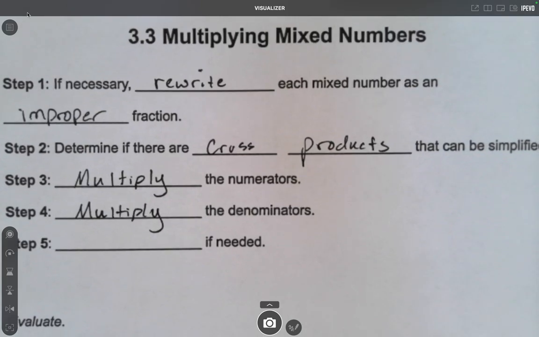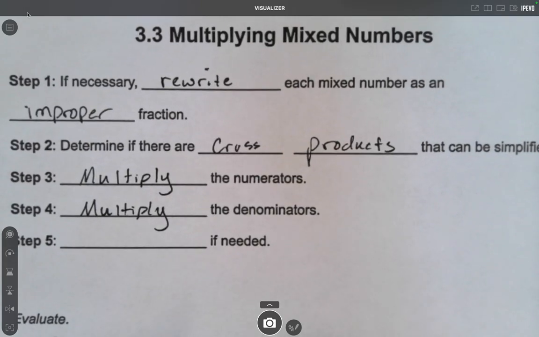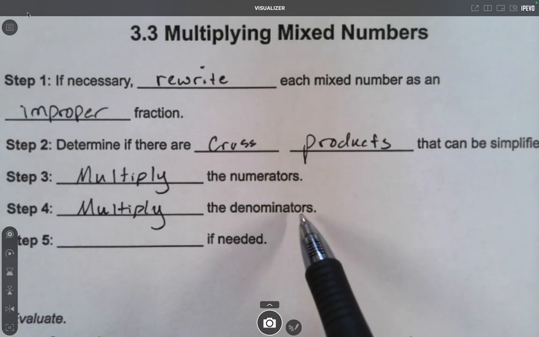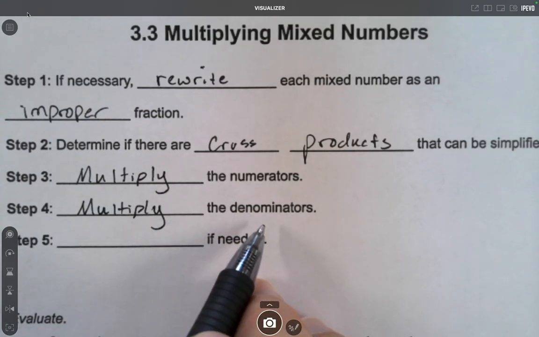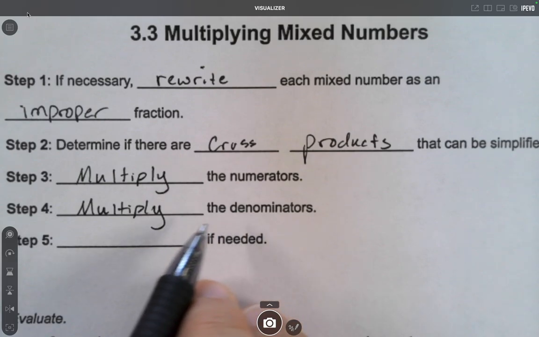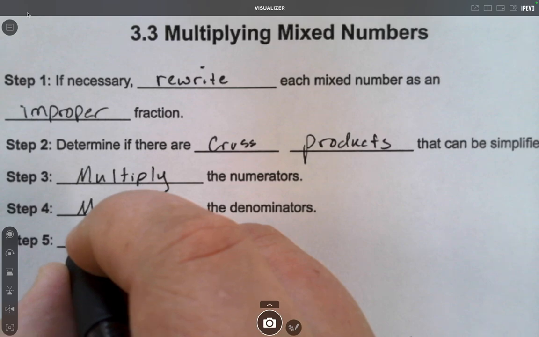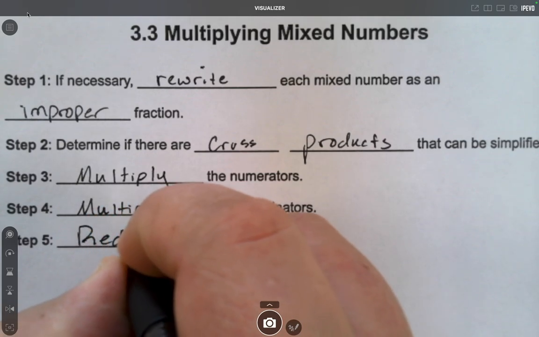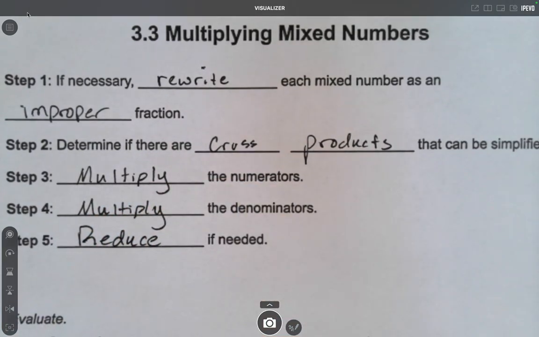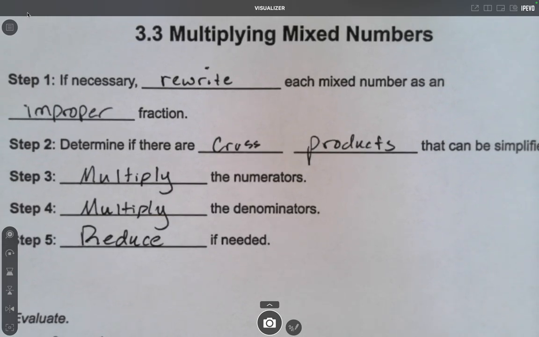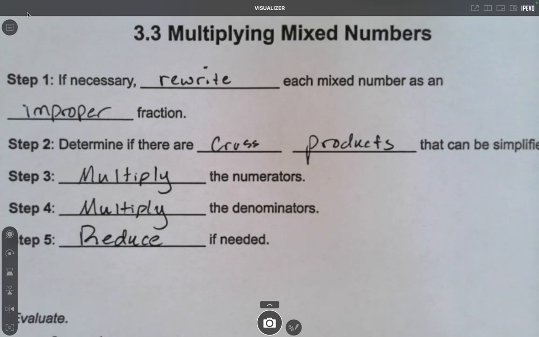So I want to note some key differences here. We do not have to have the same denominator when we're multiplying or dividing. Also, with adding and subtracting, we don't change the denominators. When we're multiplying and dividing, we do. Step 5 is to reduce if needed. All right, so there's our steps. If you need more time to fill those in, just hit pause.